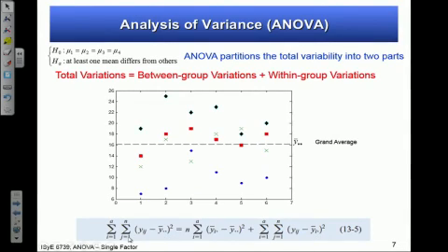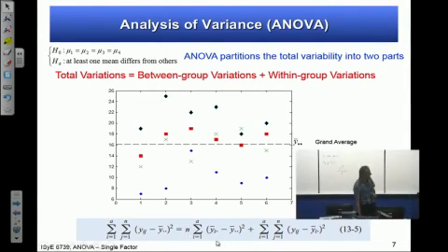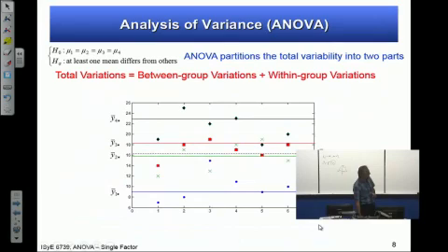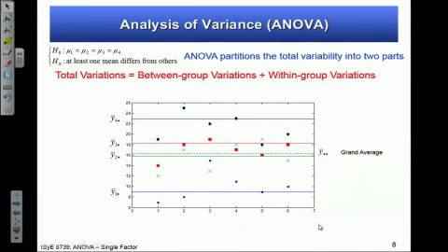Okay? And this is a known equality that we use. So the grand average can be written as these two components. So this is called between group variation. This is called within group variation. So let's look at each component more closely.